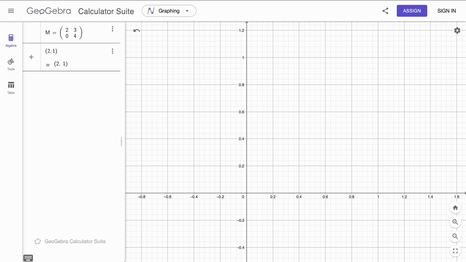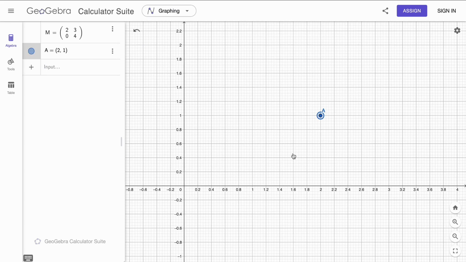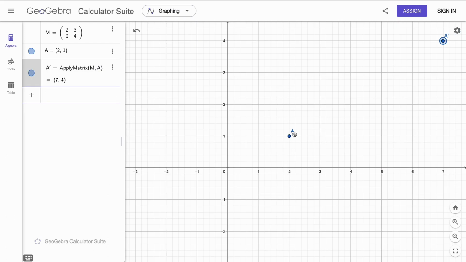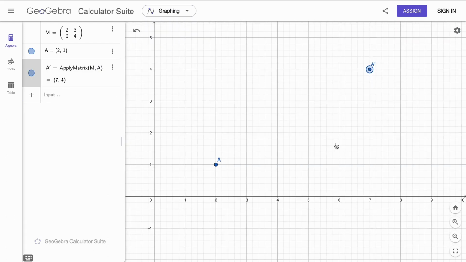So let's choose, for example, 2, 1. Okay. So we have that point 2, 1, A. So that's over there. Okay. And then I'm gonna apply the matrix M onto the point A. And I'm gonna get the point 7, 4, because all a matrix really is a transformation, right?